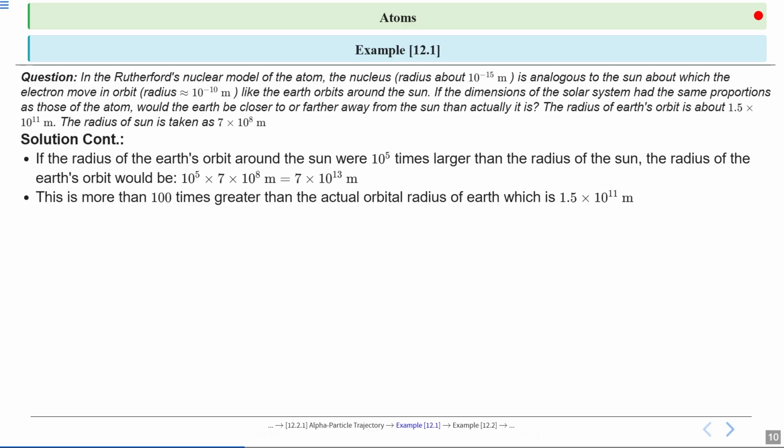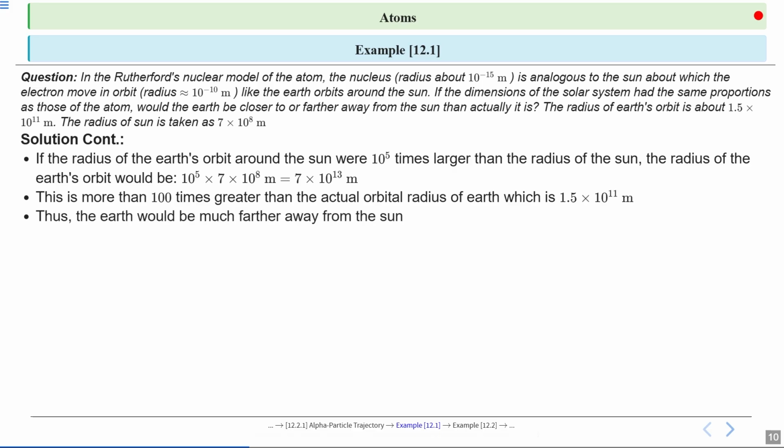Now let's compare the scaled up orbital radius to the actual radius of Earth's orbit, which is 1.5 times 10 to the power 11 meters. Notice that 7 times 10 to the power 13 meters is more than 100 times greater than the real distance. This shows just how much farther away the Earth would be from the sun if the solar system had the same proportion as the atom.